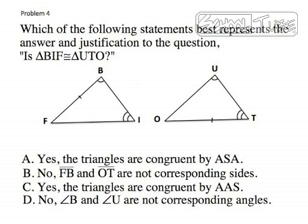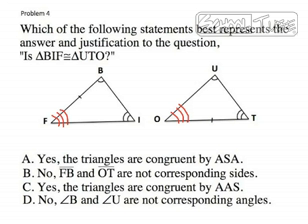Okay, problem number 4 wants to know if triangle BIF is congruent to triangle UTO, and why or why not. So let's take a look. The diagram shows that two pairs of angles and one pair of sides are congruent. So we have angle B is congruent to angle U, and angle I is congruent to angle T. Segment FB is congruent to segment TO as well. And using the third angles theorem, we can also say that the third pair of angles are also congruent.